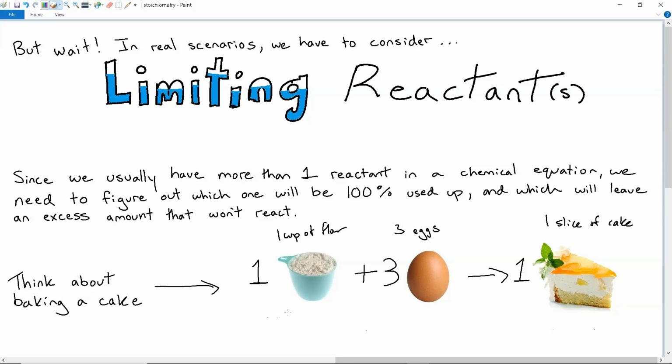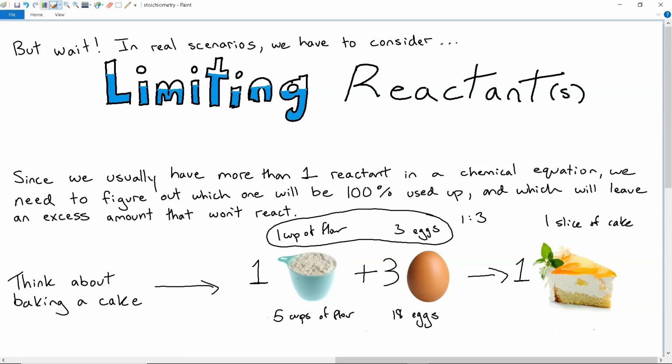If I were to start with 5 cups of flour and 18 eggs, the question is, how many slices of cake can I create? Well, I have this ratio for my ingredients up here, and we can actually think of that as like a mole ratio, where I have a 1-to-3 ratio in terms of cups of flour and eggs. So if I wanted to completely use up 5 cups of flour, I would need 3 times as many eggs. So I would need 15 eggs to use up all of my flour.